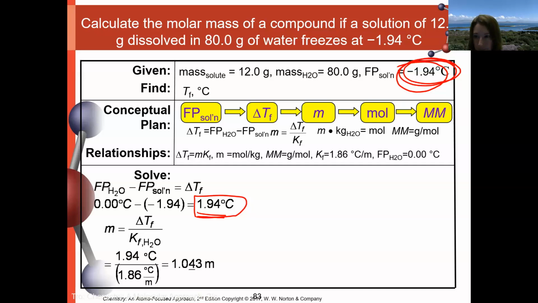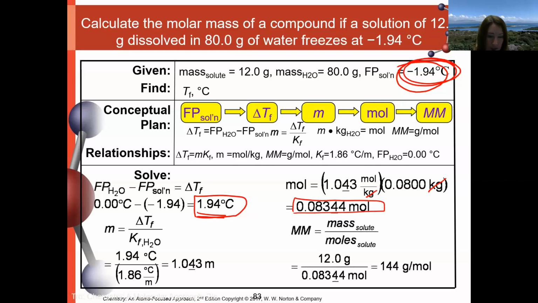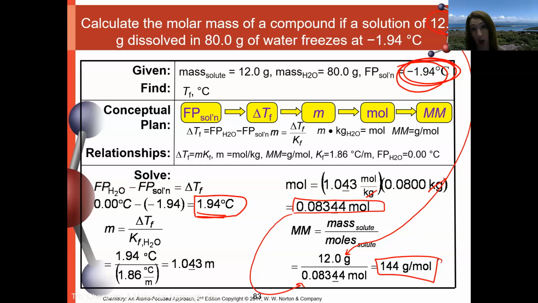So we get our molality, and then we use unit conversions where we cross off our kilograms. It's exactly what I just did. Now we've got our moles. And then we just use the definition of molar mass. Molar mass is grams over moles. Our grams was given in our problem, and we solved for our moles. So what is our molar mass? 144 grams per mole.